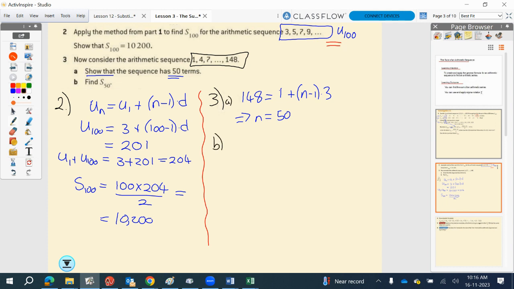So for B now, we need to find the sum of 50 terms. This is going to be 50 lots of the first term, which is u1, plus the last term, 148, which is u50, all over 2. So this is 50 times parentheses 1 plus 148, divided by 2, which is 3,725.